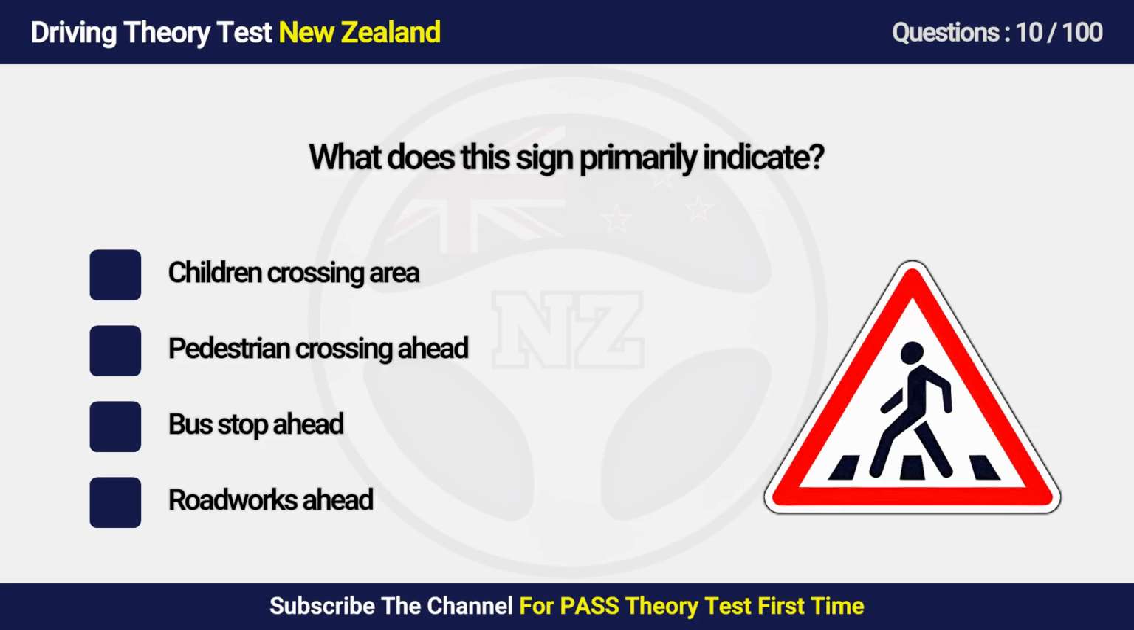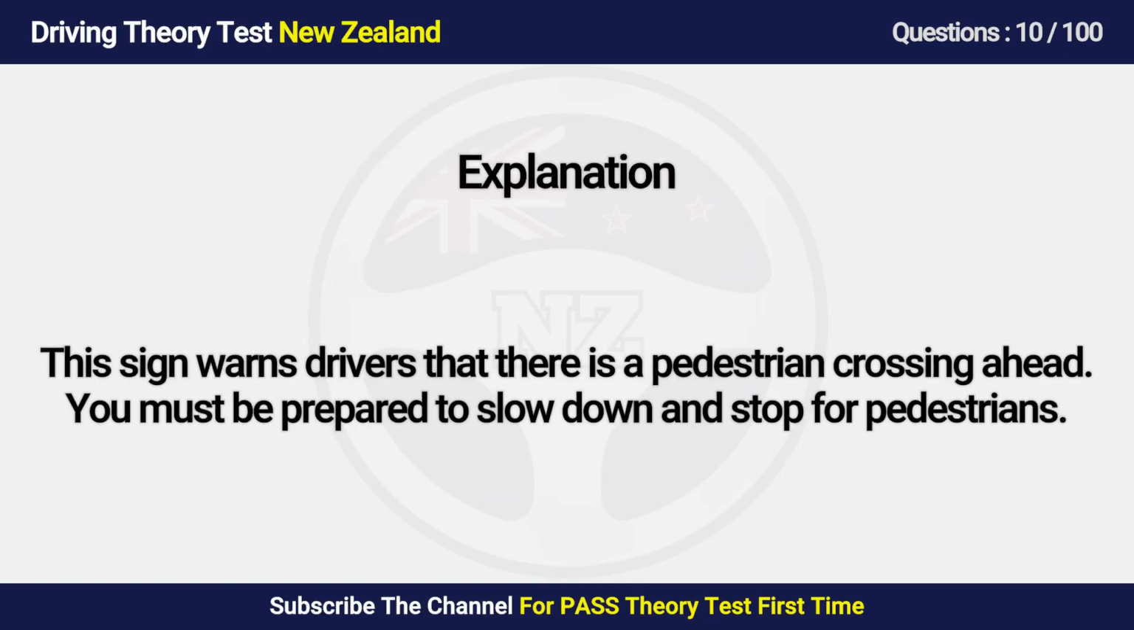A. Children crossing area. B. Pedestrian crossing ahead. C. Bus stop ahead. D. Ahead. Answer is B. Pedestrian crossing ahead. This sign warns drivers that there is a pedestrian crossing ahead. You must be prepared to slow down and stop for pedestrians.